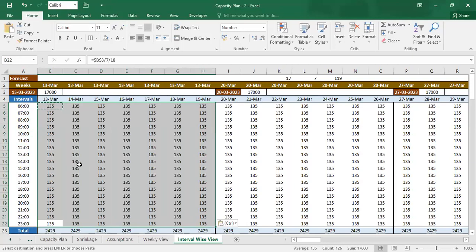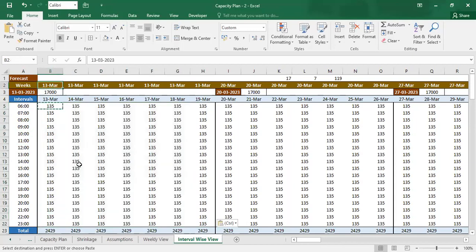Suppose if we have a 24 into 7 coverage, so we need to divide by 24 if you have 1 hour interval. And if you have half an hour interval, so you will divide it by 48. Yeah, got it. Thank you. Okay.